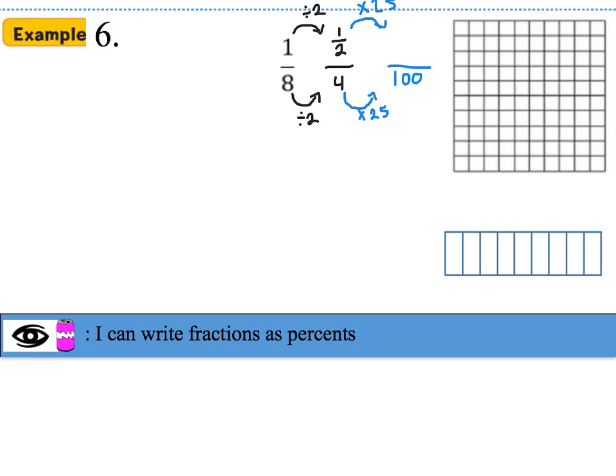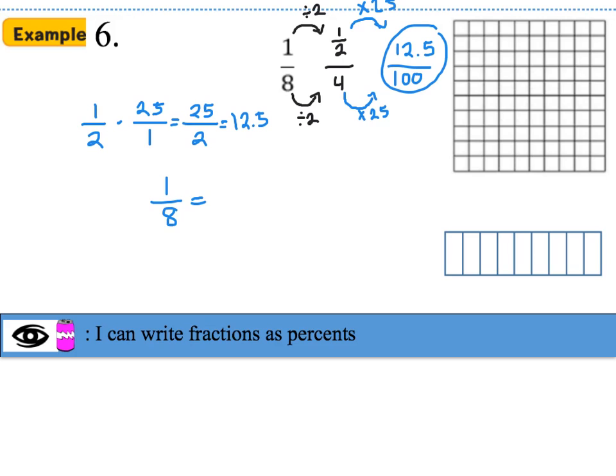So 1/2 times 25. You can make 25 look like a fraction by placing it over 1. And multiplying the numerators, I get 25. And multiplying the denominators, I get 2. And 25 divided by 2 gets me 12.5. So 12.5 would be my numerator above 100. So my percentage for 1/8 is equal to 12.5%, because the 12.5 was over 100.